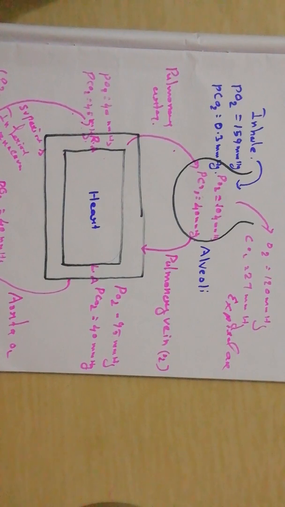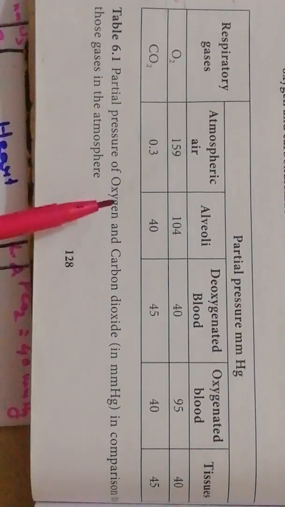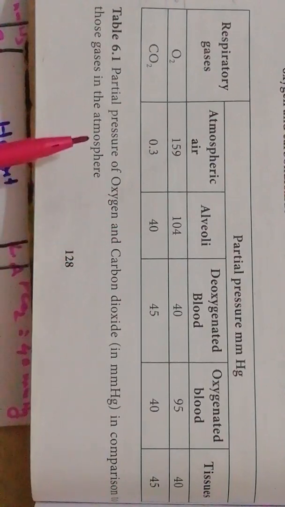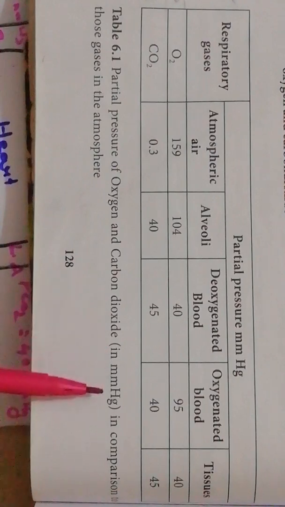As per the partial pressure, the exchange happens, and the method is diffusion. So it will transfer from higher concentration to lower concentration. Understand? Okay. So look at this. This is a table given in our textbook, showing the partial pressure of oxygen and carbon dioxide, the unit is mmHg.